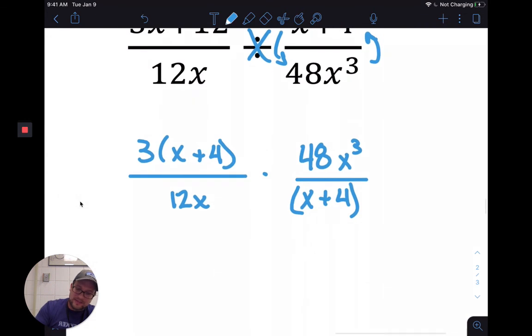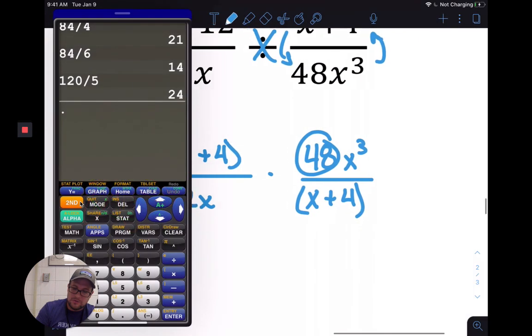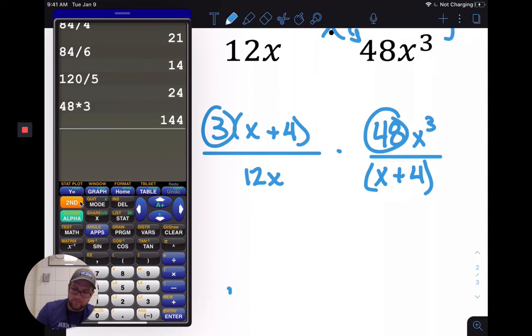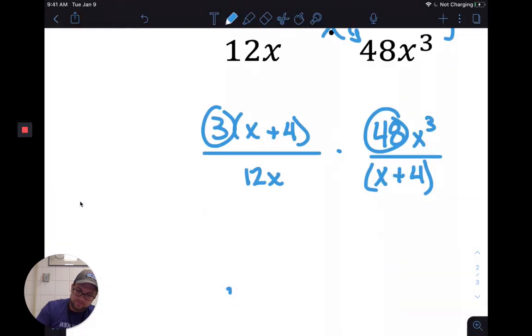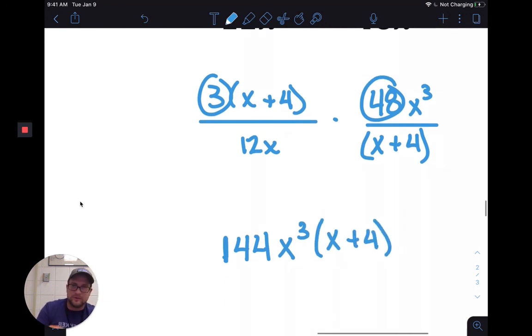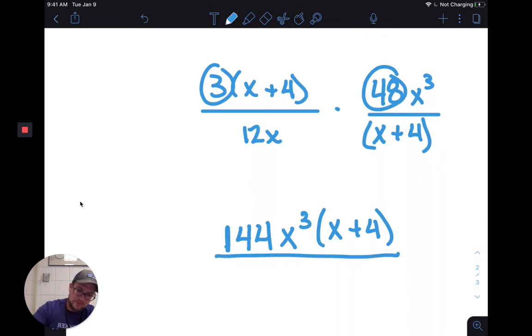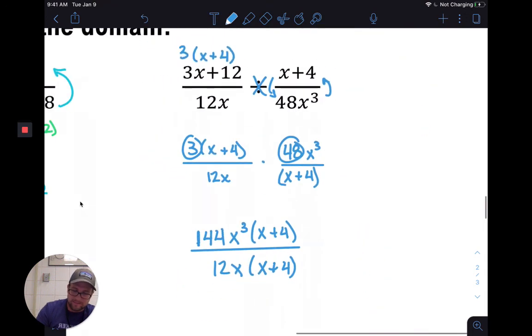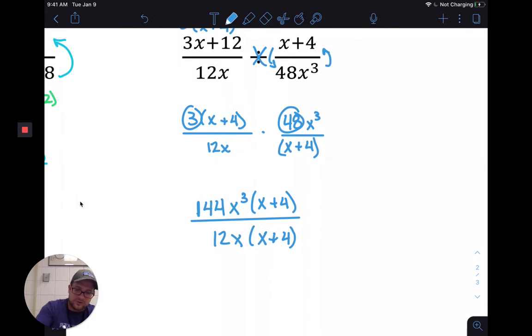Now we will push everything together. 3 times 48, I need a calculator on that guy, maybe 144, I bet. And I'm going to have x to the third on the outside. X plus 4. Worst thing you can do is actually distribute right now. You do not want to distribute. Across the bottom, 12x times x plus 4. Just want to check, make sure I actually flipped it. I did. From there, we restrict our domain.